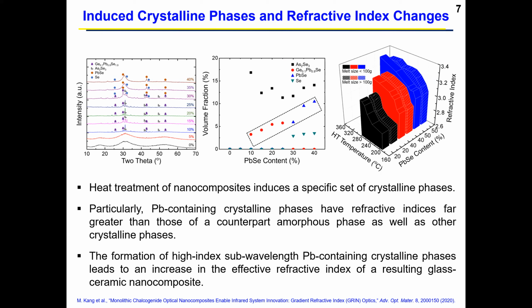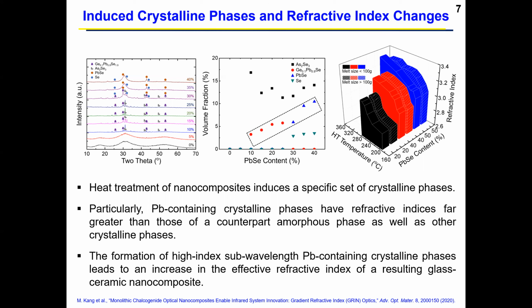So what does this mean? This means if we can systematically control the extent of crystallization of those lead-rich guys and maintain their nano size, then we can increase the effective refractive index of the entire nanocomposite while keeping their infrared transparency. An easy example of controlling the degree of crystallization is to increase the heat treatment temperature, which would increase the effective refractive index of the resulting glass ceramic nanocomposite due to the formation of the high refractive index crystalline phases.